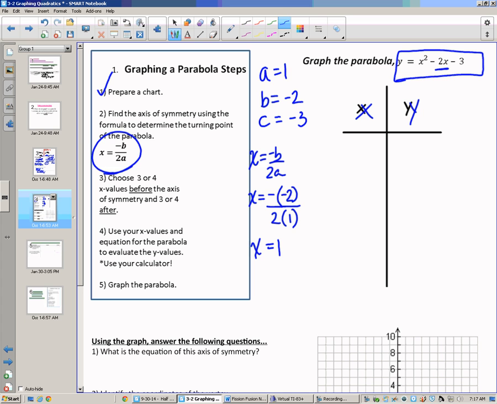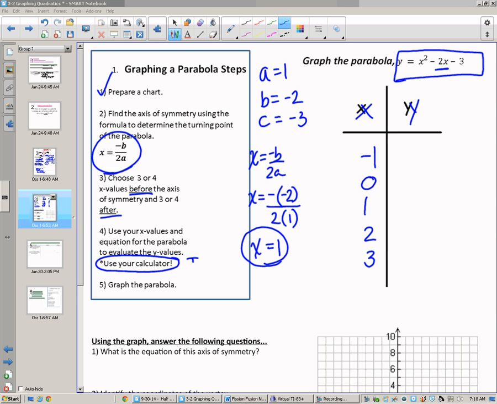Choose 3 or 4 values before the axis of symmetry and after the axis of symmetry. So what I do with this x equals 1 is I put it right in the middle of my x values. And then I pick a few values after it and a few values before it. After that, I use my calculator to fill in the table. Some of you are already very comfortable with this.